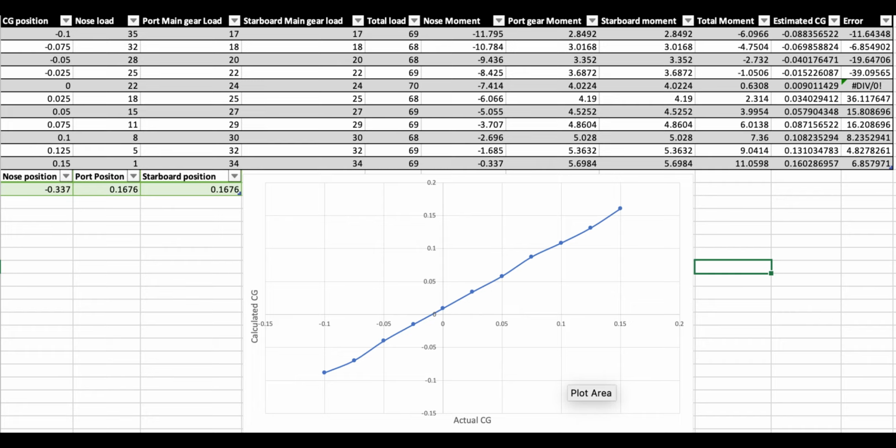It can be seen that the error is greater towards the neutral point, perhaps too great to be considered an adequate estimate. However, the further forward or aft of the neutral point that the CG is placed, the smaller the error. Error values below 10% should be considered an adequate estimate.